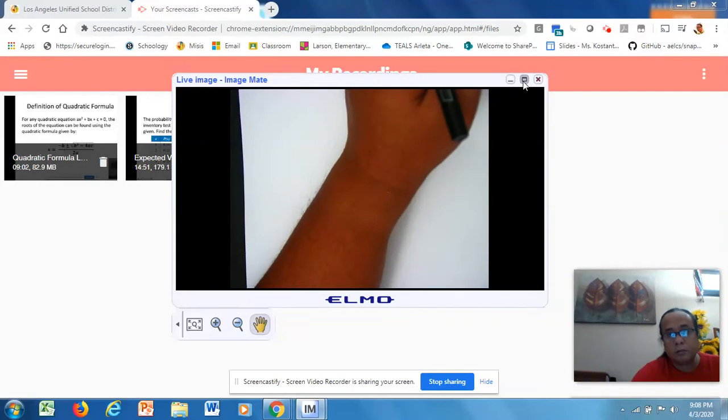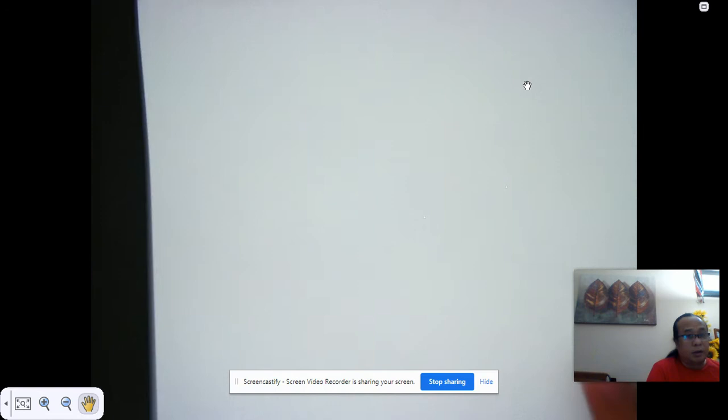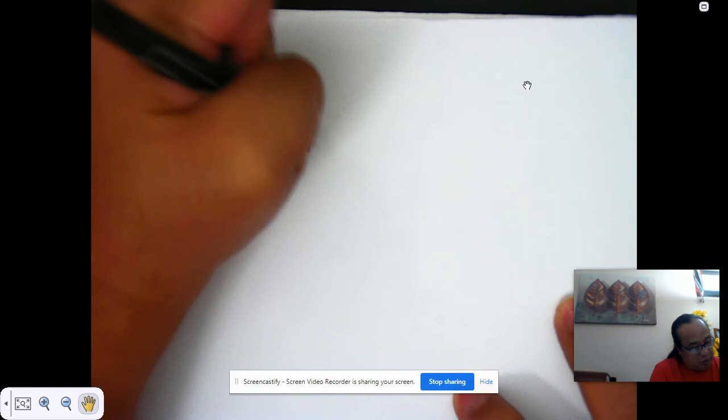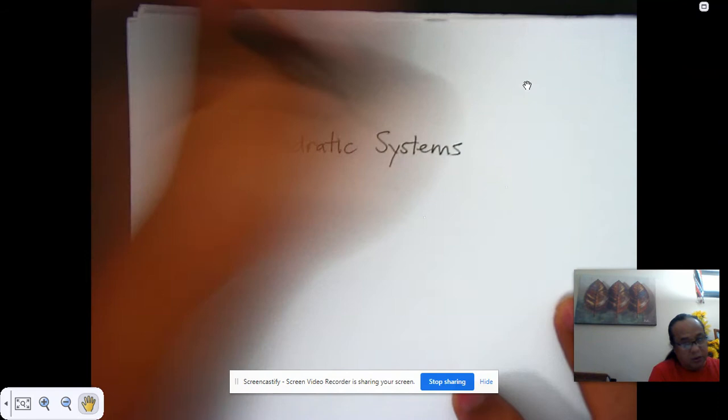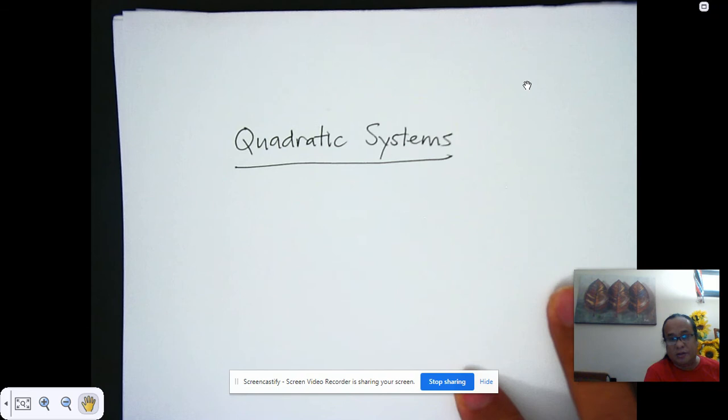Hey, hello everyone. So today we're going to be discussing what you call quadratic systems. When you say quadratic systems, these are systems of equations that involve quadratic equations. Let's have a simple example first of a quadratic system.